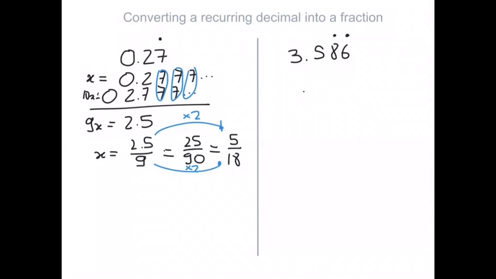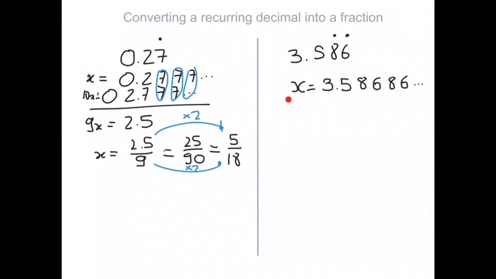You can now use your calculator and type 5 divided by 18 to check that the decimal value of this fraction is 0.2 with the recurring 7. Let's now have a look at the second example here where we have two recurring digits, and let's see what we need to change in our first method to convert this recurring decimal into a fraction.